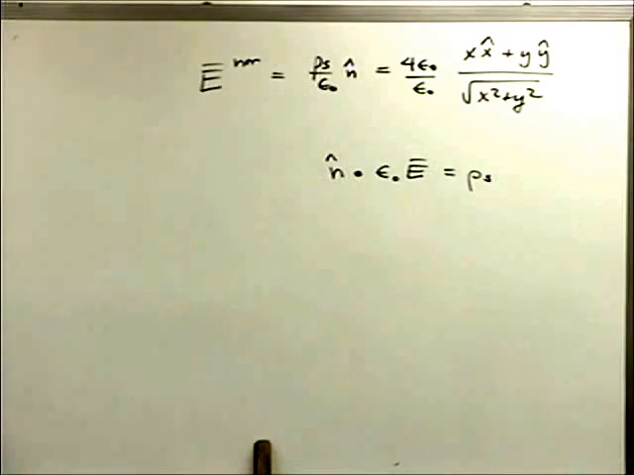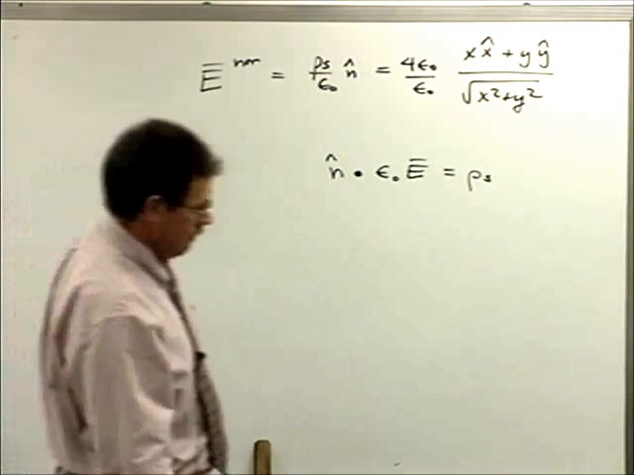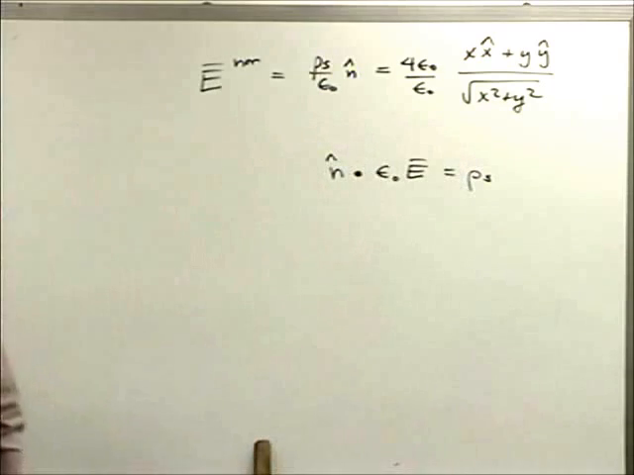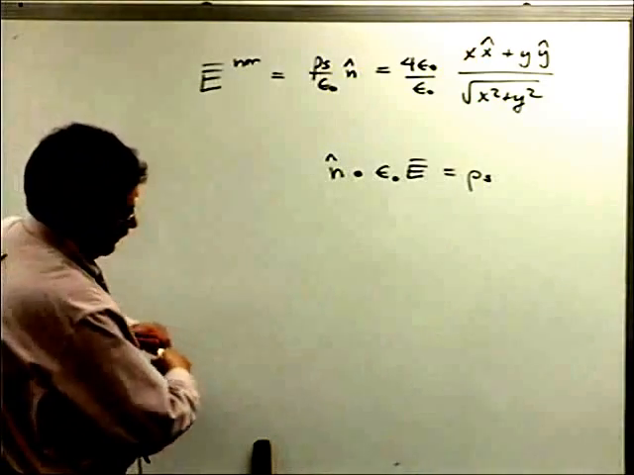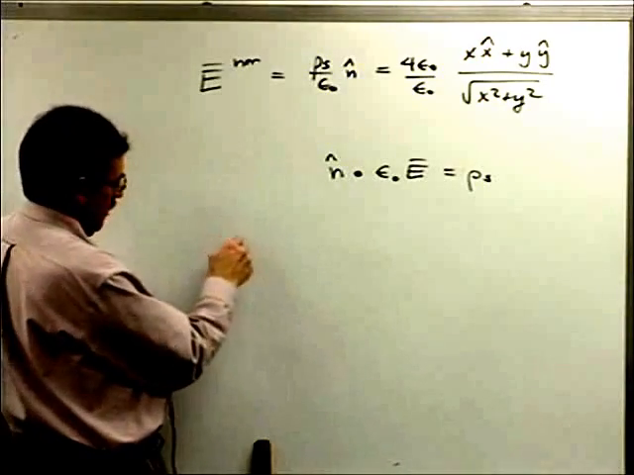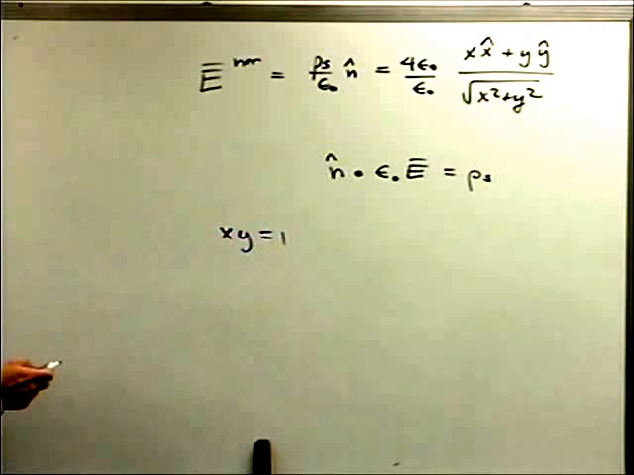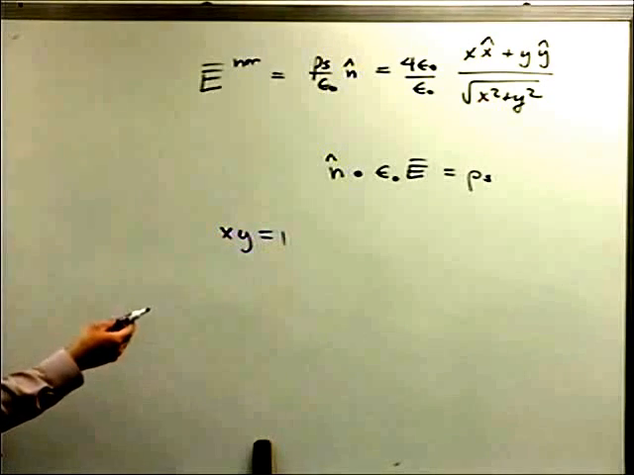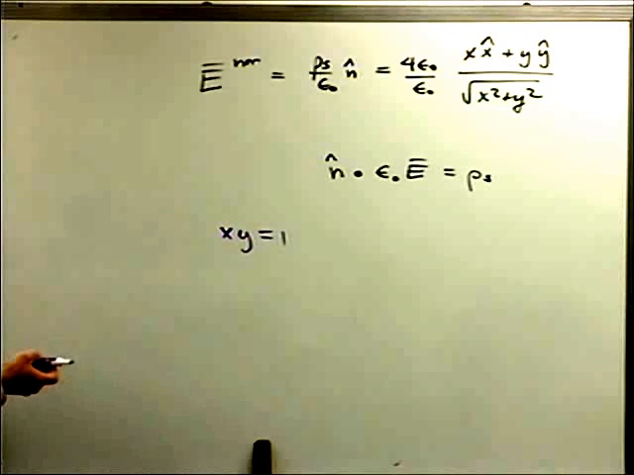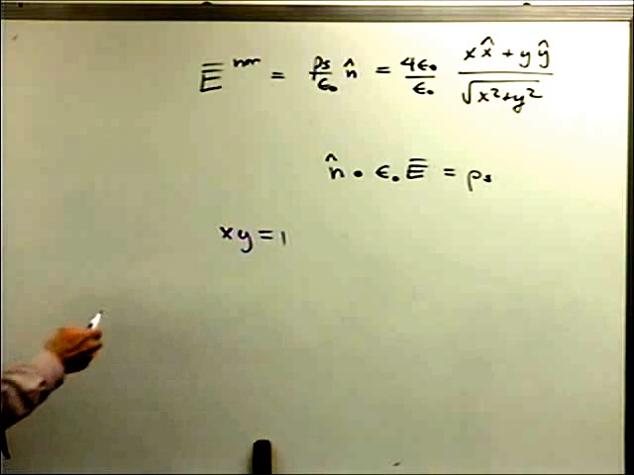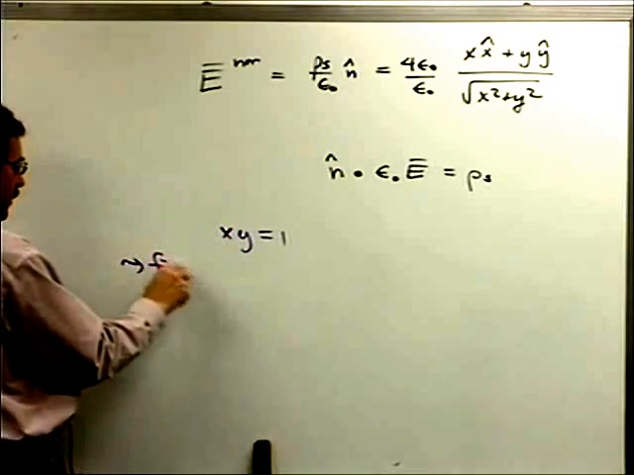Question? So, like, how did you get the x x hat plus y y hat over the square root over there? All right, well, that's geometry. There's probably several different ways you could do it. If we just look at the equation xy equal 1, obviously it's harder to find a normal vector than it is to find a tangent vector. So let's just say first we wanted to find a tangent vector.